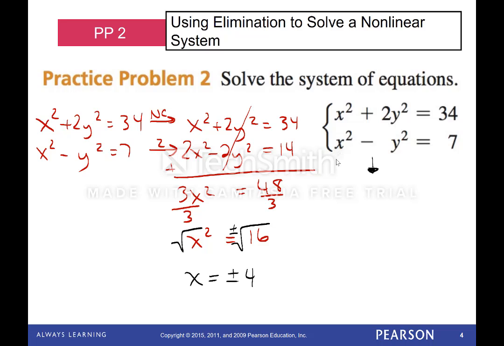So it doesn't matter which one or the other. You're going to plug into one of them. I'm going to just choose the bottom equation here. So now let me plug in the positive 4 first. Let's see what I get for my answer. Plug it in the positive 4.